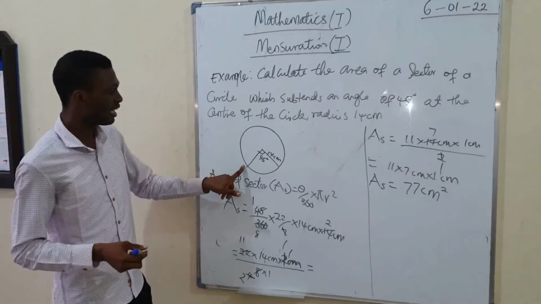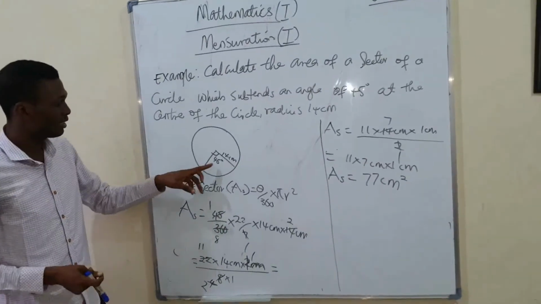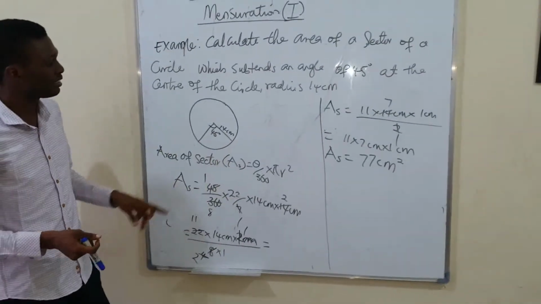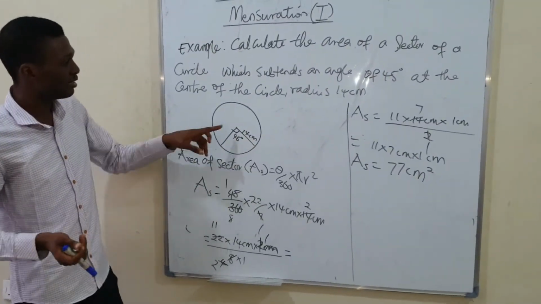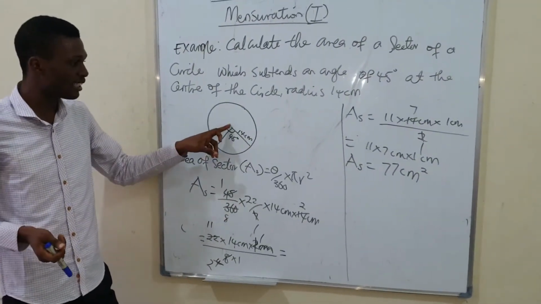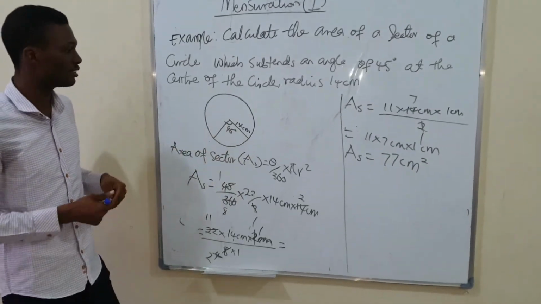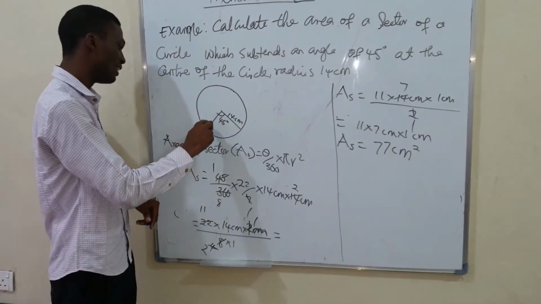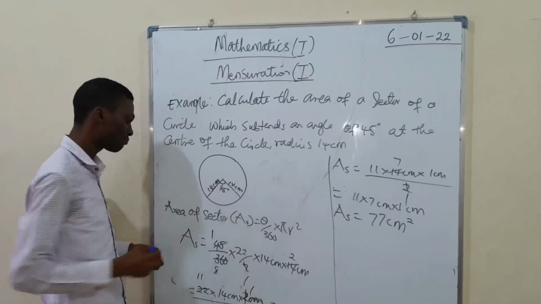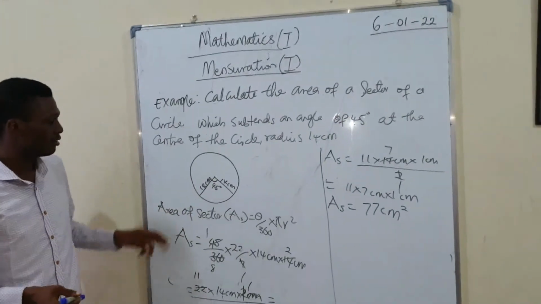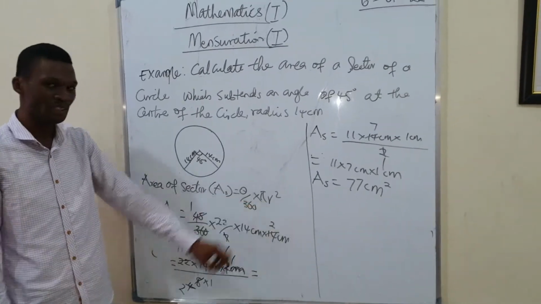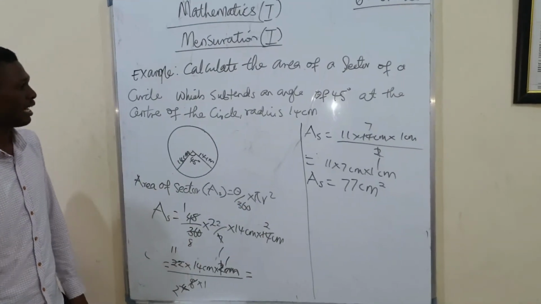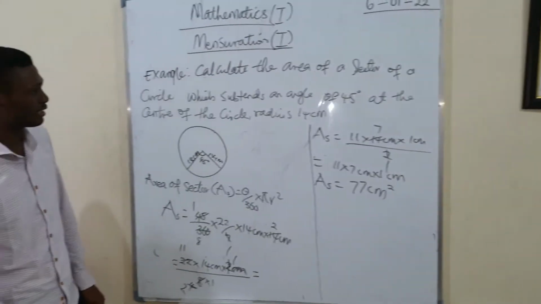We have sketched the circle and attached an angle of 45 degrees, and the radius is 14 cm. Remember, we said the radius is a straight line from the center of the circle to any part of the circumference. So this is 14 cm, and this is also 14 cm. Now the formula. Area of the sector is given as theta over 360 times area of a circle, pi r squared. And our pi is given as 22 all over 7.